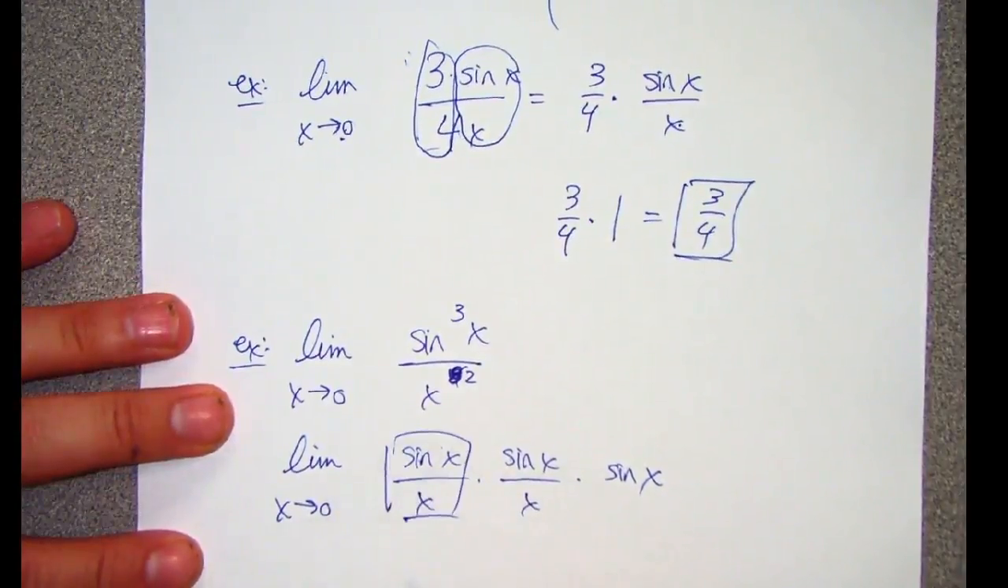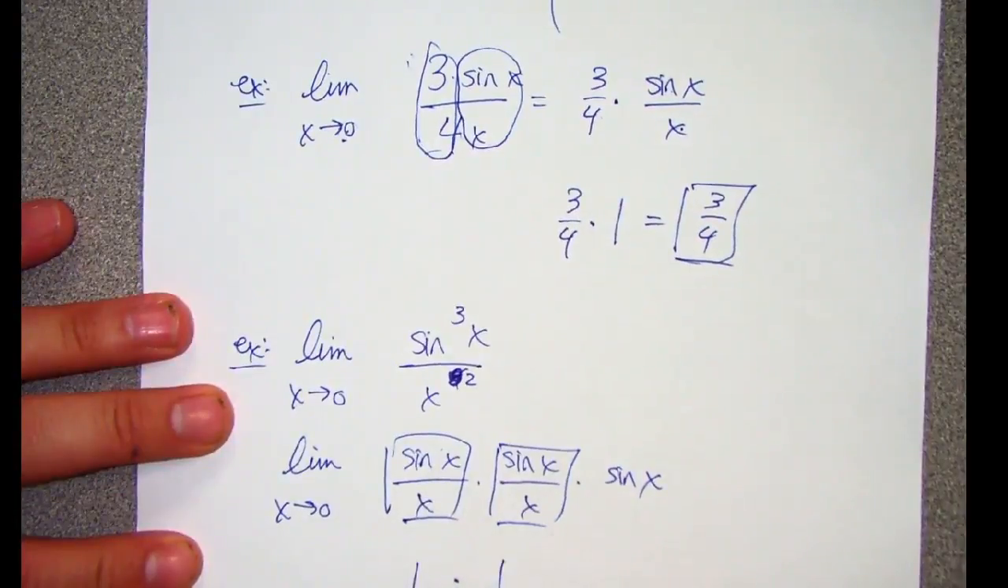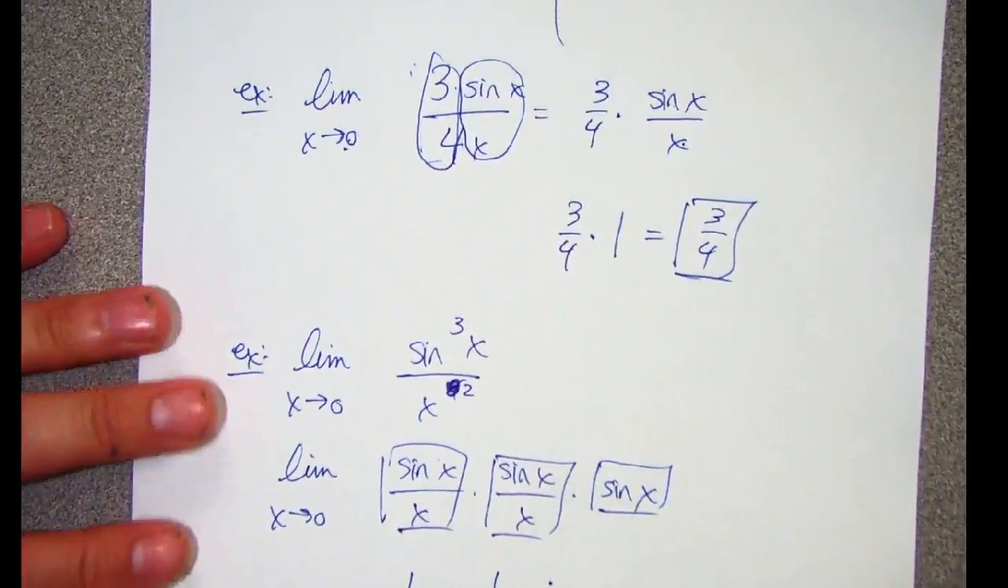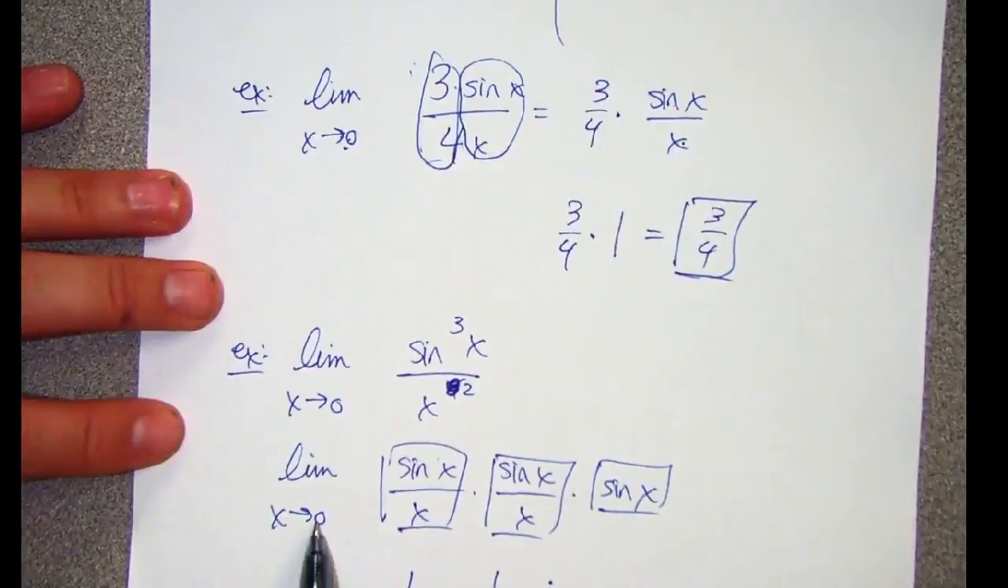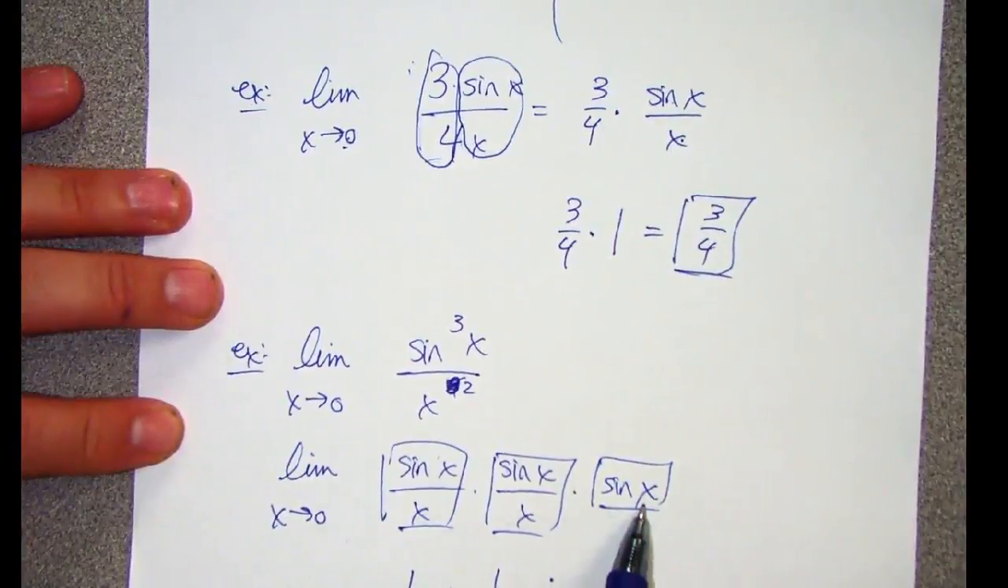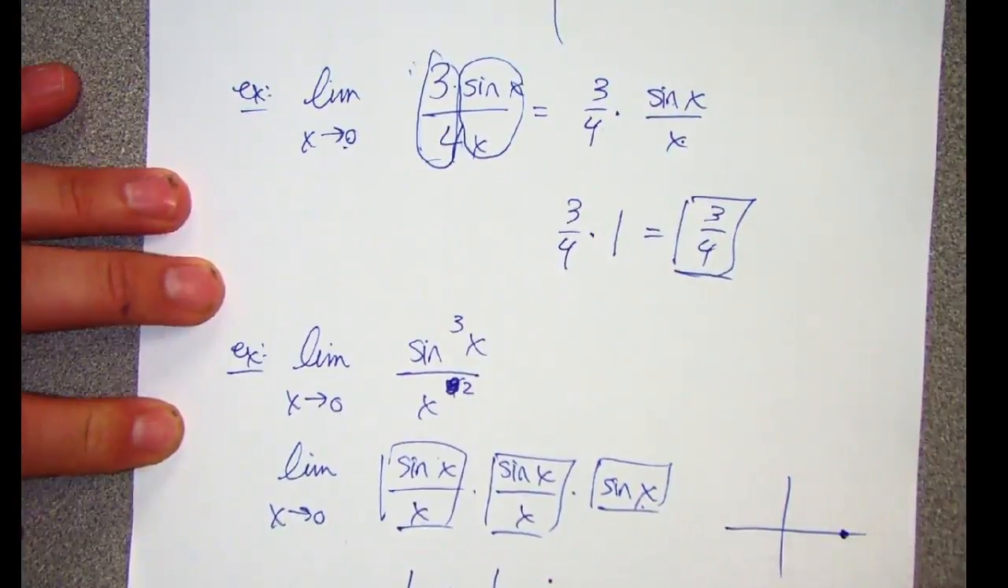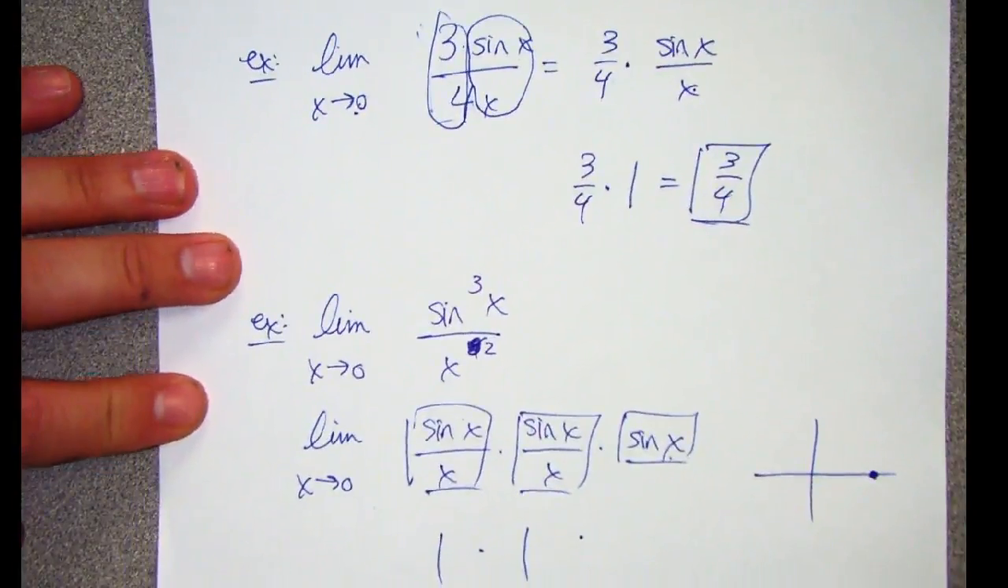Well, this part is 1. This part is 1. This, well, I'm just going to plug it in. As x approaches 0, sine of x. So what is the sine of 0 degrees? Well, at 0 degrees we're over there. The y value is 0. 1 times 1 times 0 is 0.